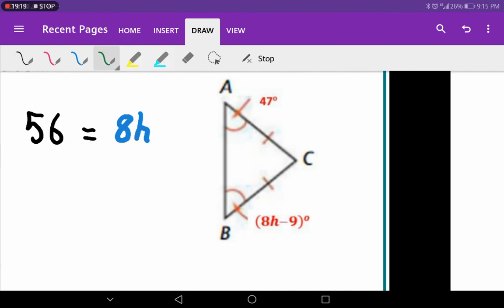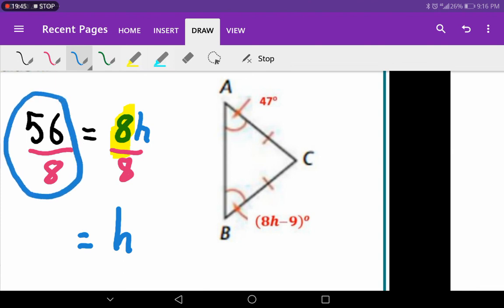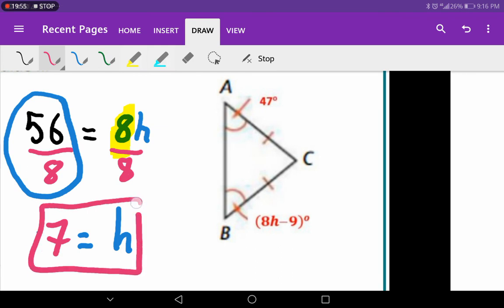Now we divide by the coefficient. What is the coefficient? The coefficient is the number that sticks with the letter, the variable. We divide by the coefficient, whatever it is, at the last step. Remember that, the last step. So the h comes down alone and happy. 56 divided by 8 is 7. So the answer is 7. So h equals 7.